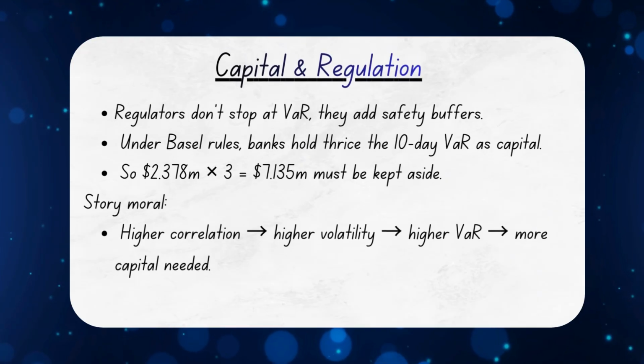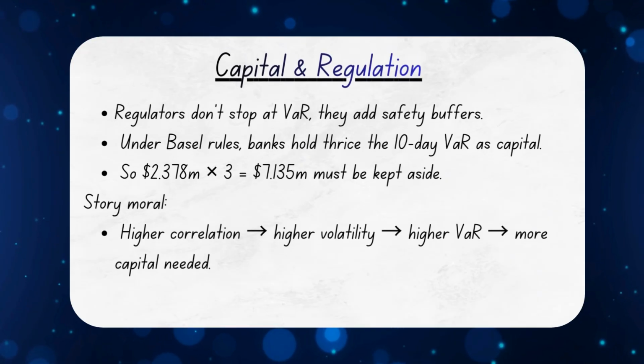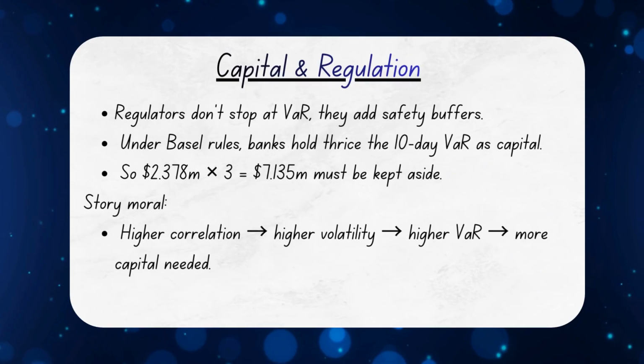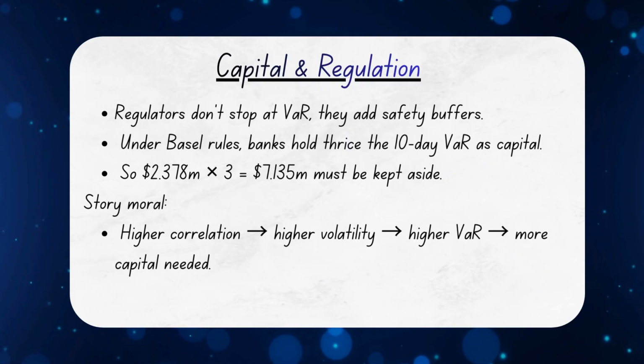But banks don't stop there. Regulators require an extra safety cushion. Under the rules set by the Basel Committee on Banking Supervision, banks must hold capital equal to at least 3 times the 10-day VAR. So if VAR is $2.38 million, the bank must keep about $7.14 million aside as protection. This ensures stability even during extreme market stress.